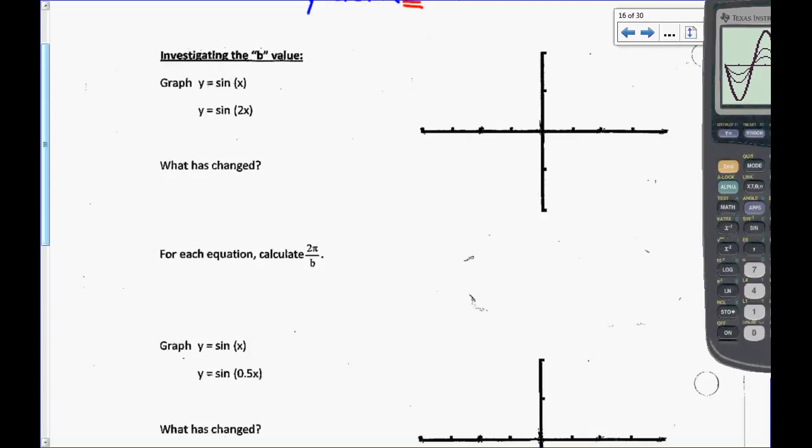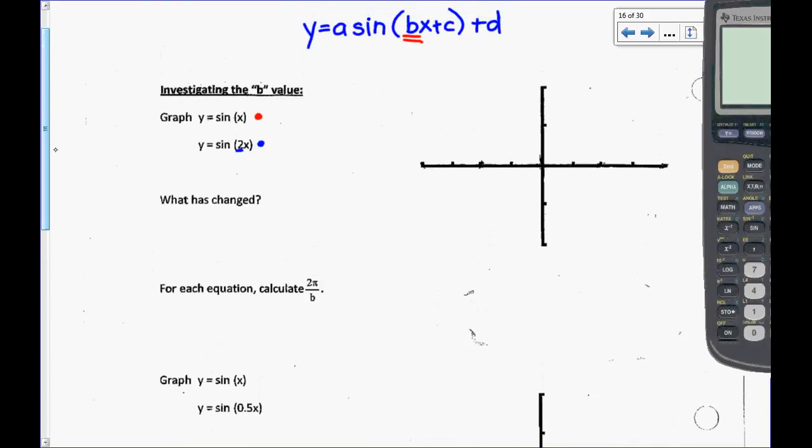The regular, straightforward, basic y equals sine x function, we're going to do that one color. And the other time, when we're multiplying that x by 2, we're going to see what happens, because that's the b value. The b value is the number we're multiplying in front of the x in the equation.